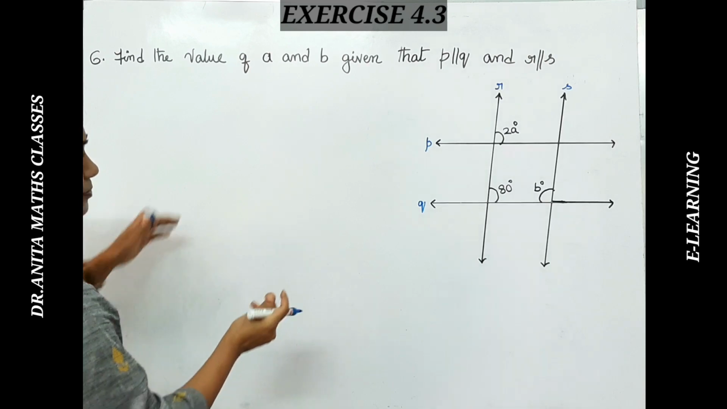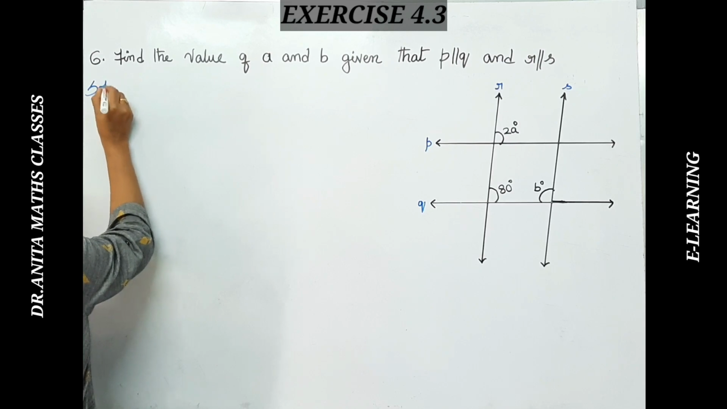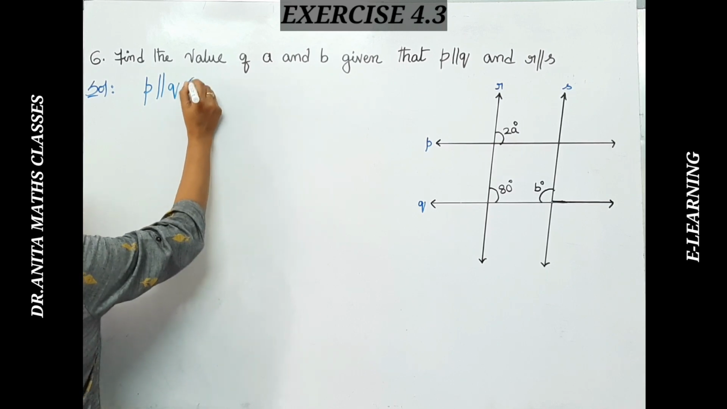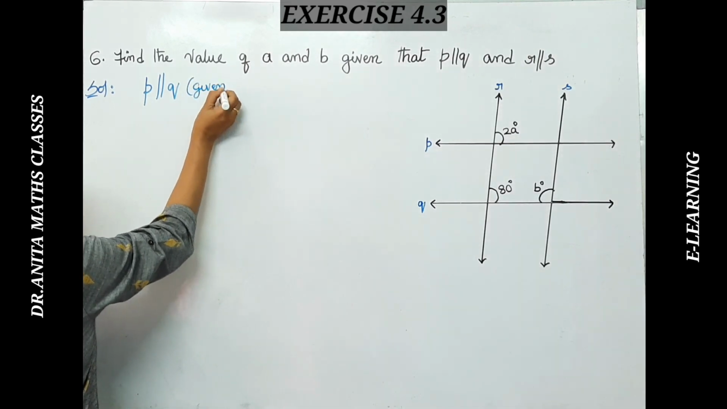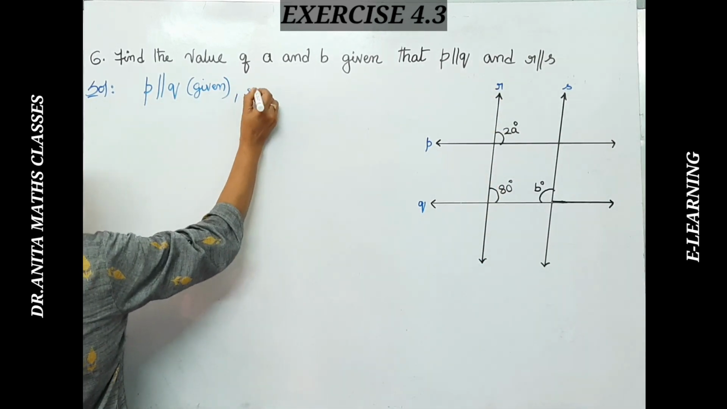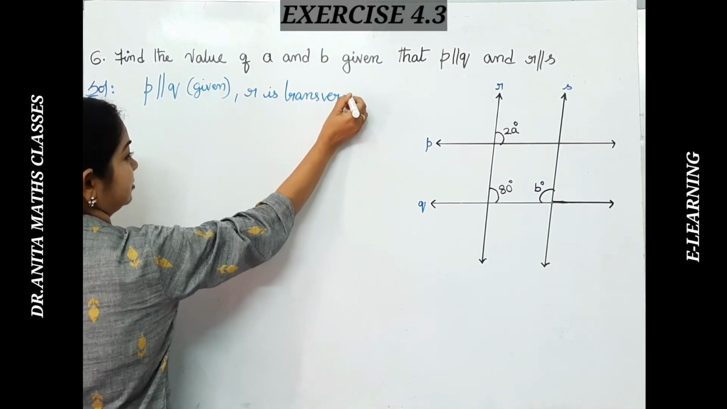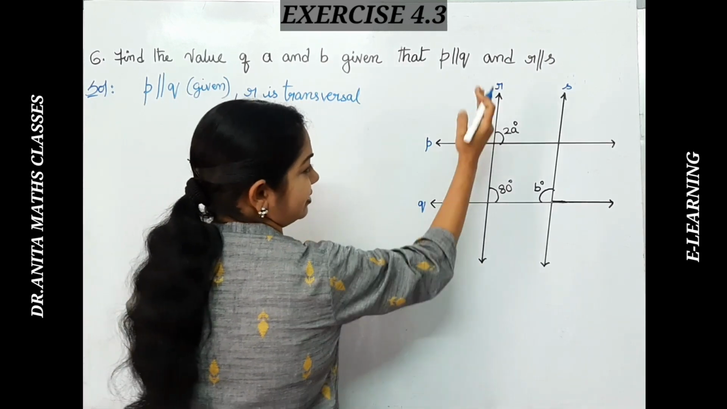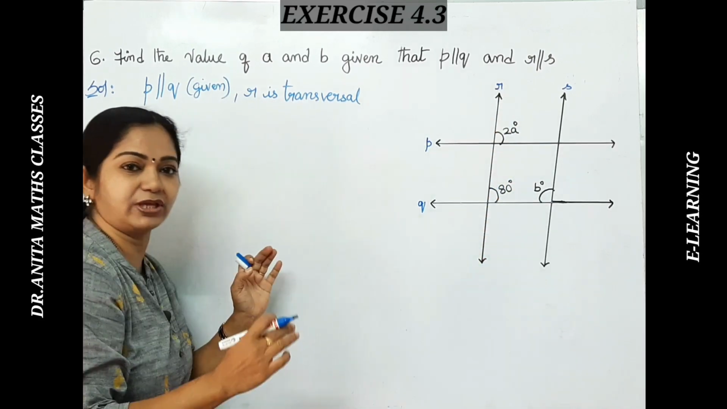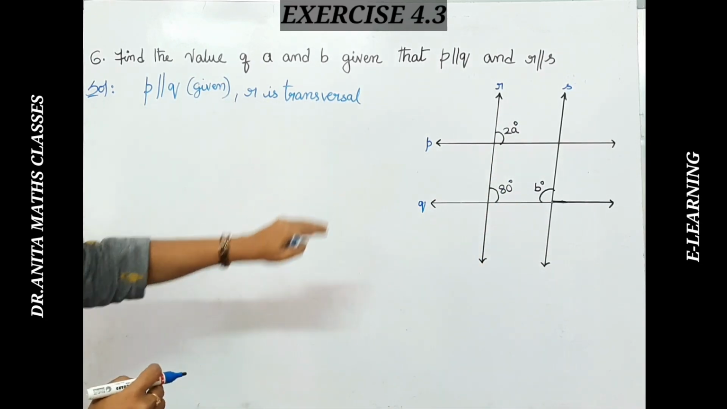If we consider these two lines, P and Q, given P is parallel to Q, this is given in the problem, isn't it? P is parallel to Q. Let us take R as the transversal. R is the transversal. So if these two are parallel and this is a transversal, the 2A angle and the 80 degrees angle form corresponding angles. Corresponding angles means one will be outside and one will be inside. That you have to remember, exterior and interior.